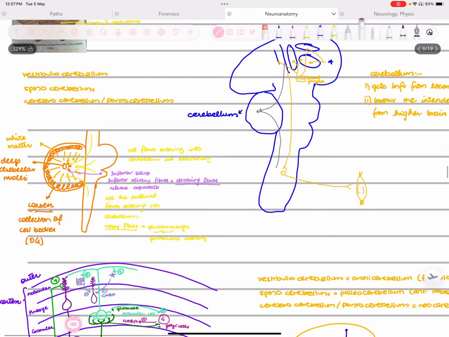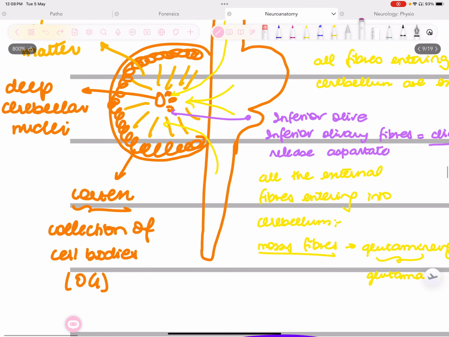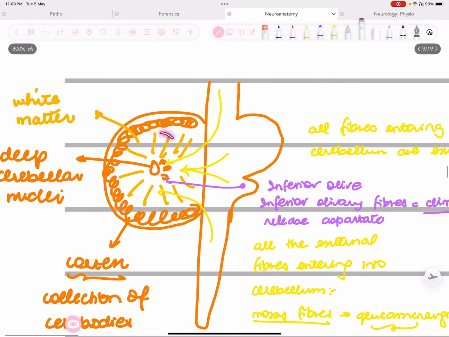Now moving forward, you can see outer is the gray matter, and inner would be the white matter. Now inner white matter has some nuclei of gray matter, which are known as intracerebellar nuclei or deep cerebellar nuclei. Outer is the gray matter. Now cortex is a collection of cell bodies, gray matter, and inside you have white matter. It has some deep cerebellar nuclei. Now all the fibers that are entering the cerebellum, they are excitatory.